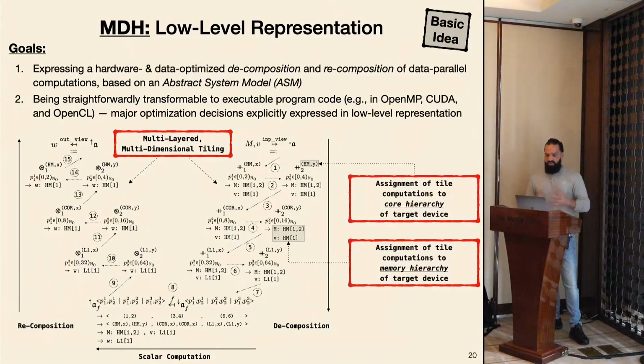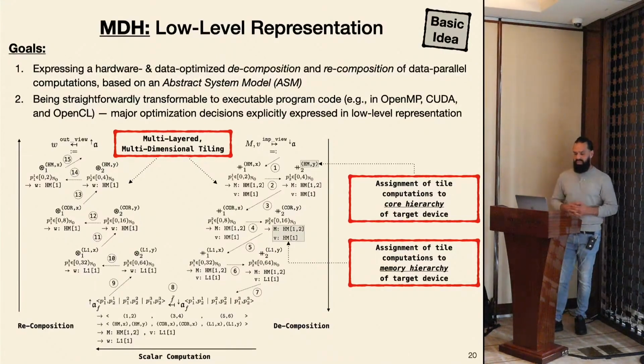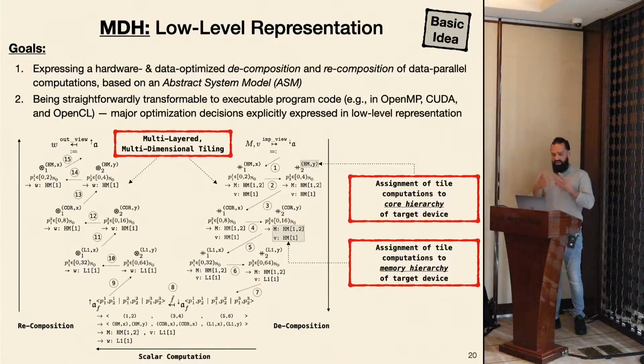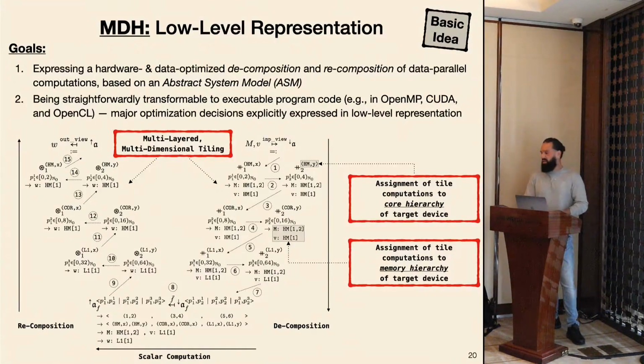The second major goal is that we have designed the representation so that it can be straightforwardly transformed to executable program code, for example in OpenMP, CUDA, and OpenCL. Straightforwardly in this context means that all the major optimization decisions regarding data movement and parallelization are already explicitly expressed in this representation.